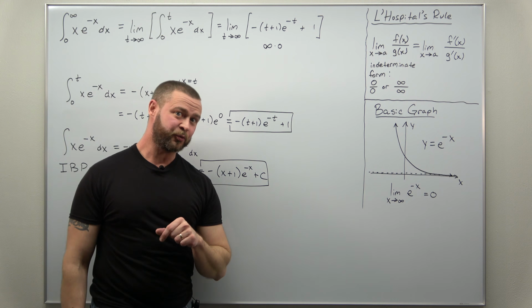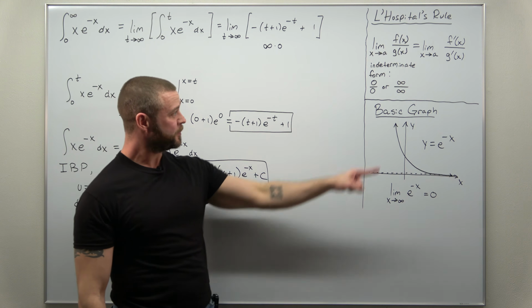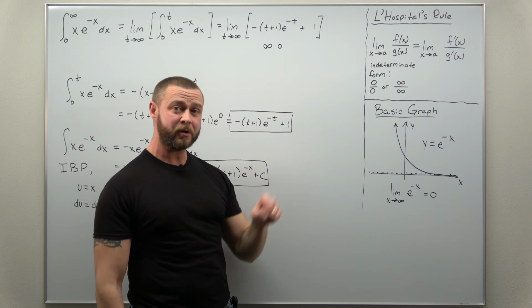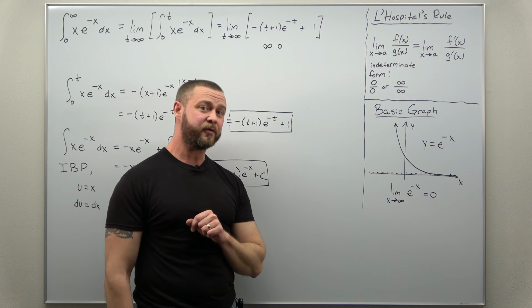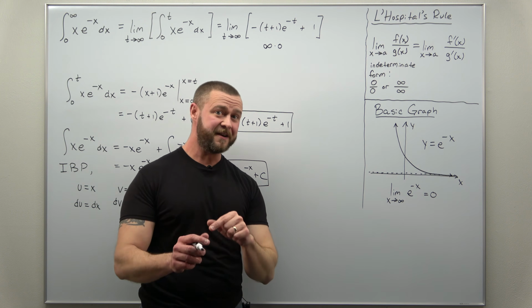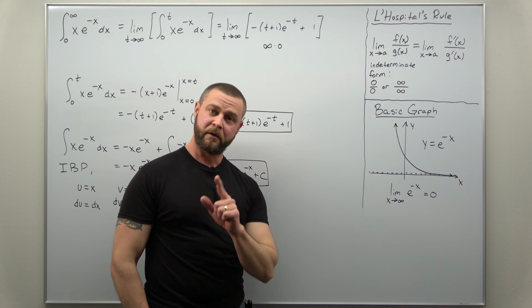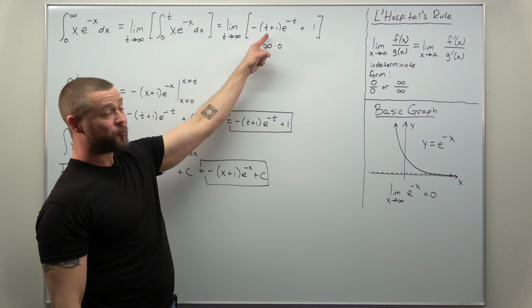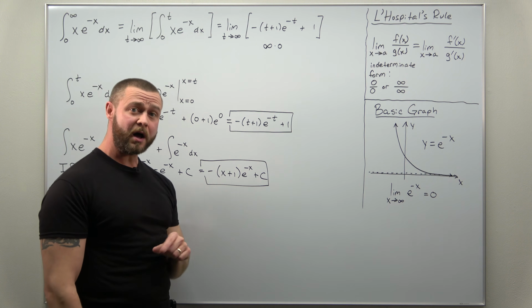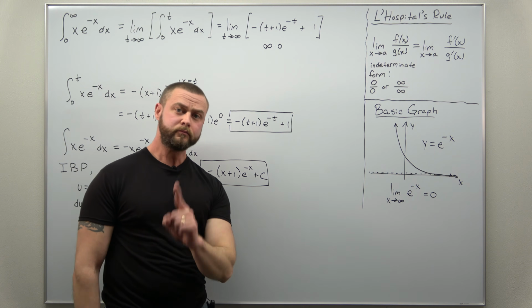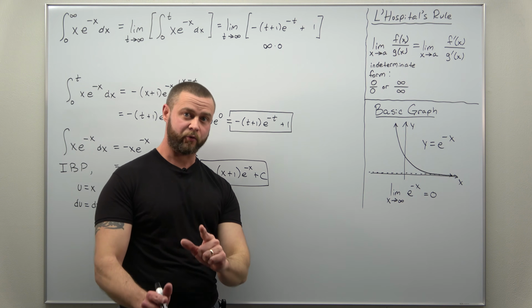Now, L'Hopital's rule, as you learned it in Calc 1, applies to indeterminate forms of type 0 over 0 or infinity over infinity. So we're going to have to try to rewrite this in order to apply L'Hopital's rule. We're going to go ahead and get to that right now.